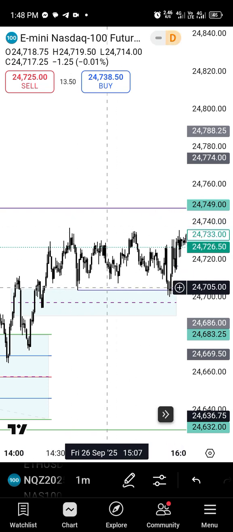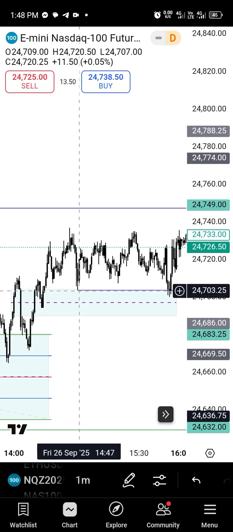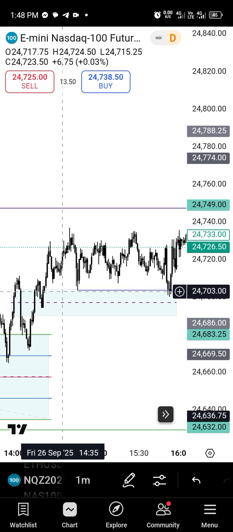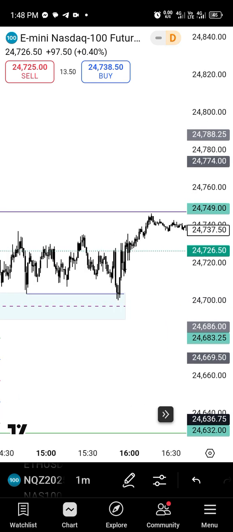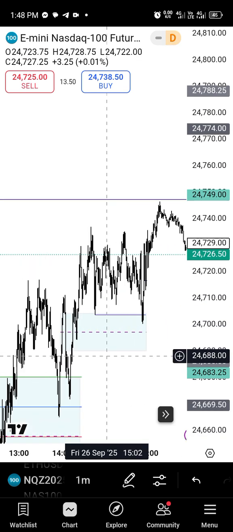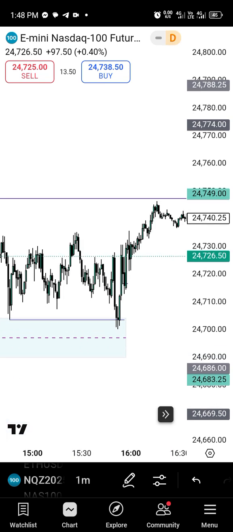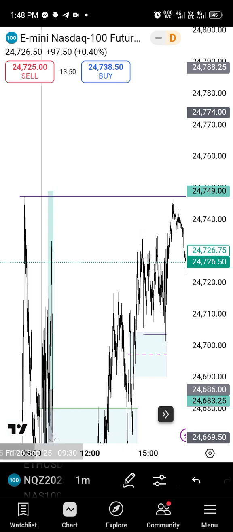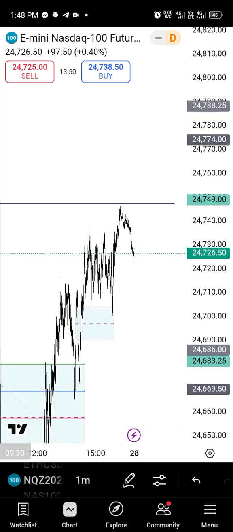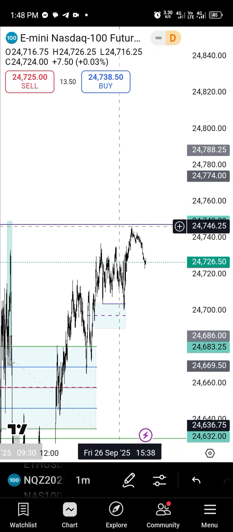Came down here, swept the sell side liquidity of this low. We tested our inverse fair value gap, which is our reclaimed fair value gap, reclaimed inverse fair value gap, and price took off. You can see it did not take out that high, so hopefully next week price will seek those highs, those relatively equal highs.